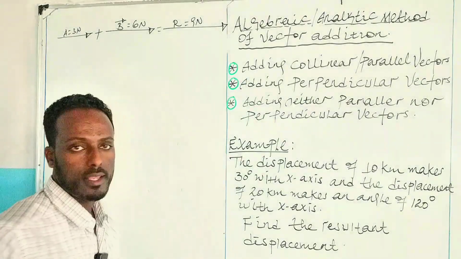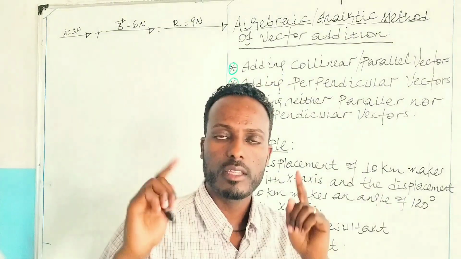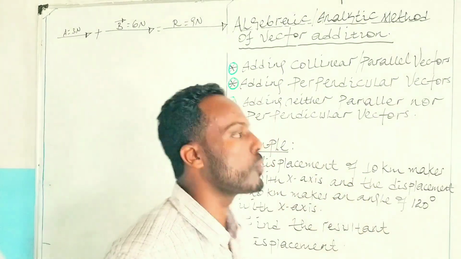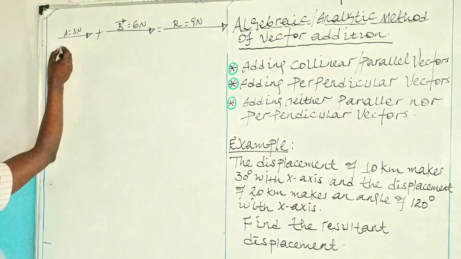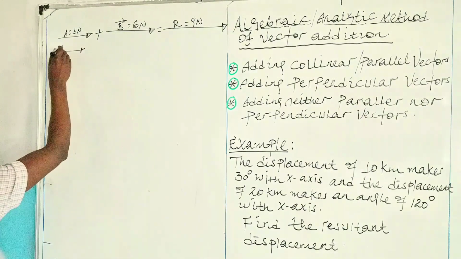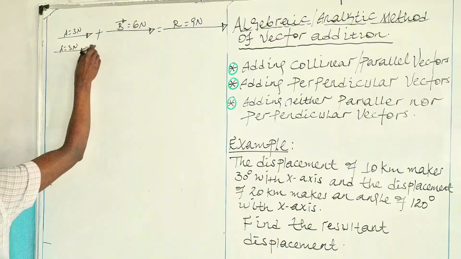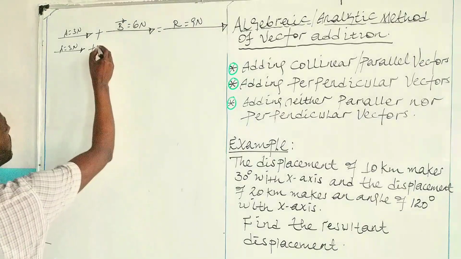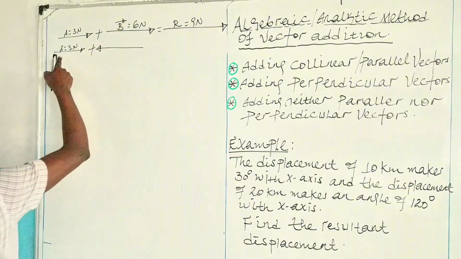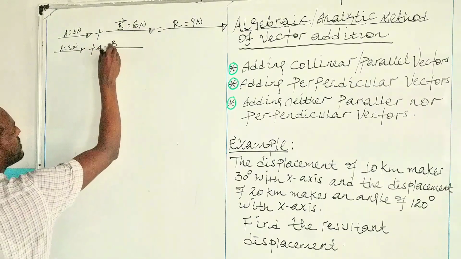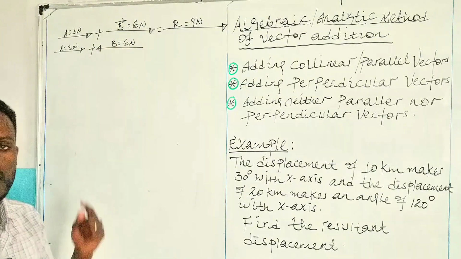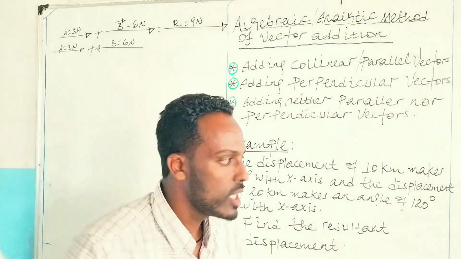So in this case, vector A and vector B are acting in the same direction. What will happen if the two vectors are acting in opposite directions? Let's say this is vector A, which is 3 Newton, and vector B is acting in the opposite direction to that of vector A with a magnitude of 6 Newton. So in this case, the two vectors are acting in opposite directions.